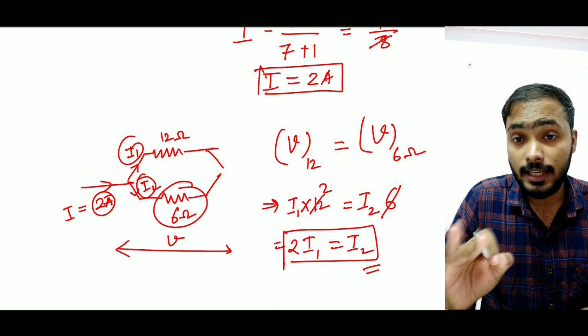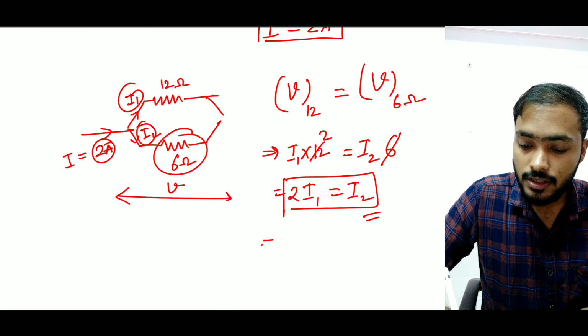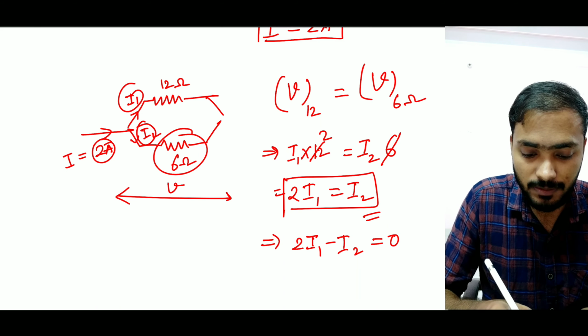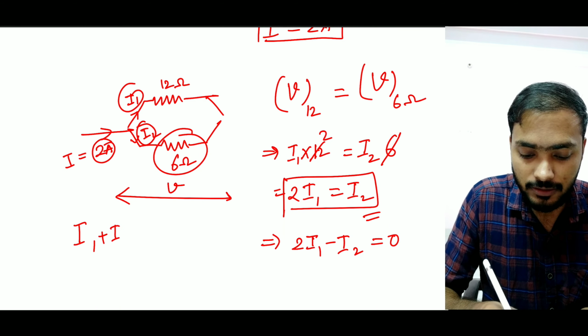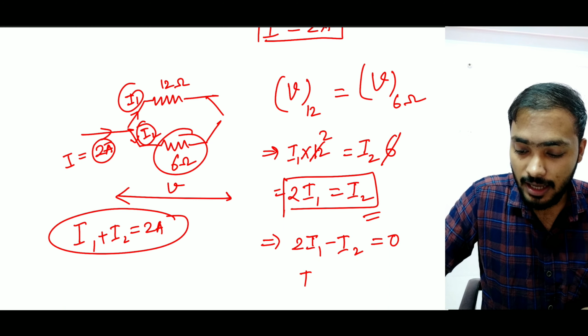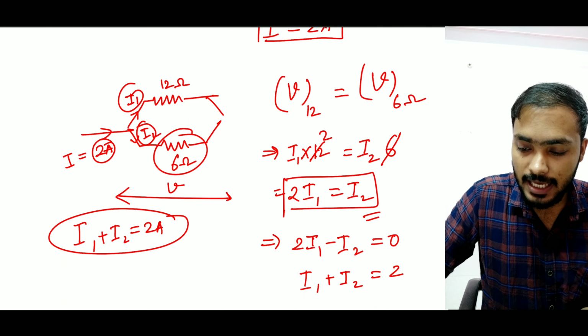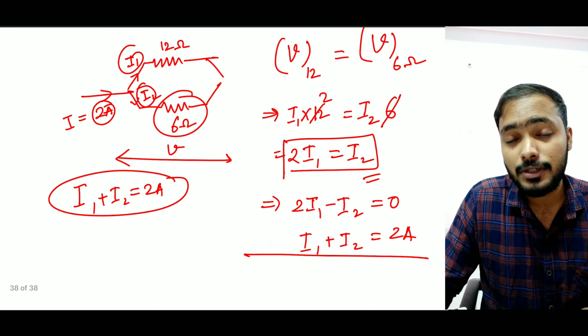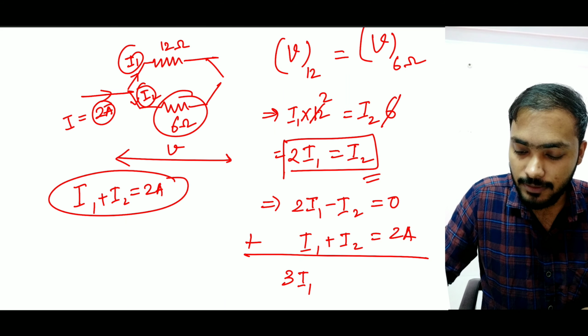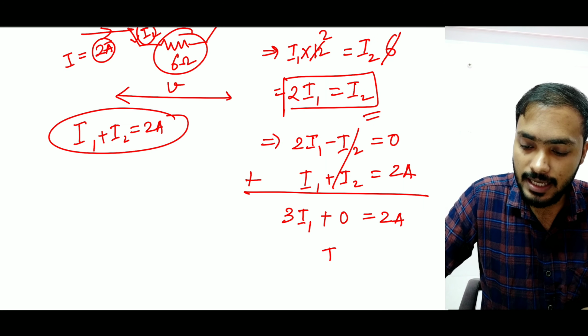Now I got one equation. I can simply write 2I1 minus I2 is equal to 0. And I already know one more equation here: I1 plus I2 will come out to be 2 ampere, yes or no? So I1 plus I2 is equal to 2 ampere. All I have to do here is add both the equations. When I add it, you'll get 3 times I1, this will cancel out, plus 0 is equal to 2 ampere, or I can simply say I1 is equal to 2 upon 3 ampere.